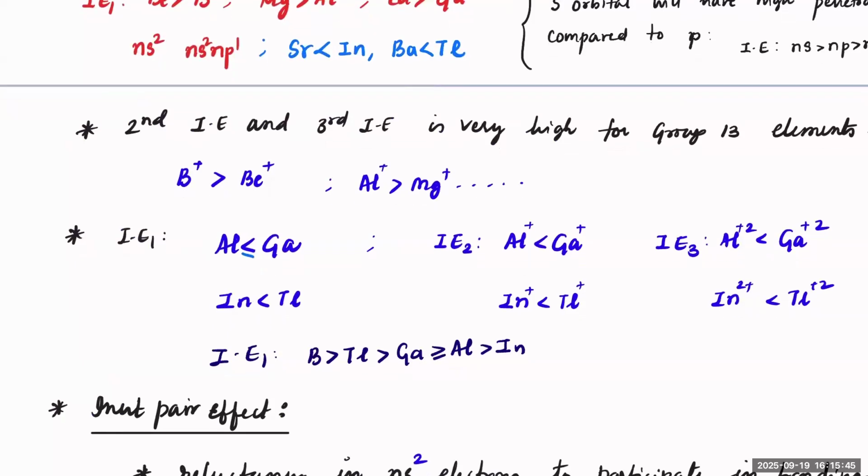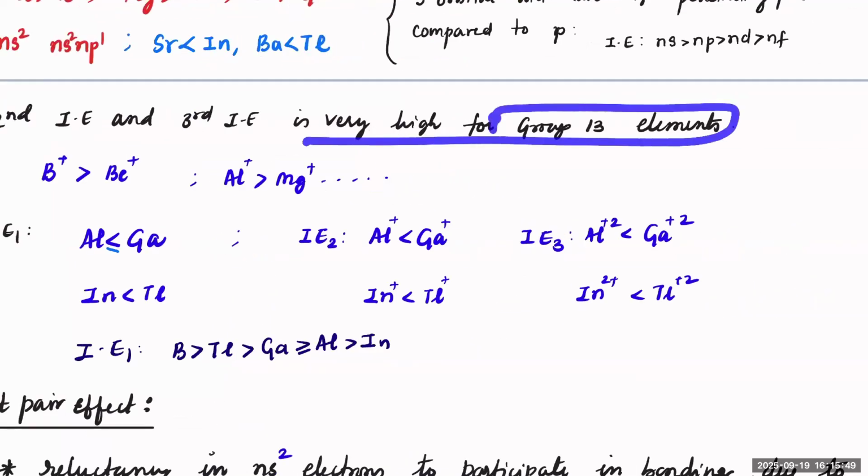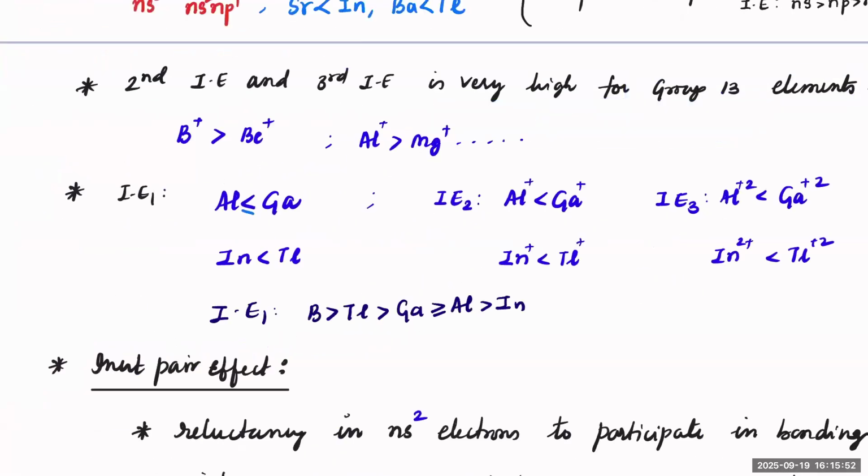Next, you can see second ionization and third ionization is very high for group 13 elements. If you have beryllium and boron, and compare Be+ and B+, boron plus will have higher second ionization, and the same goes with aluminum and magnesium. Usually when it comes to first ionization, you can see aluminum and gallium will have almost the same value, with gallium being slightly greater than aluminum.